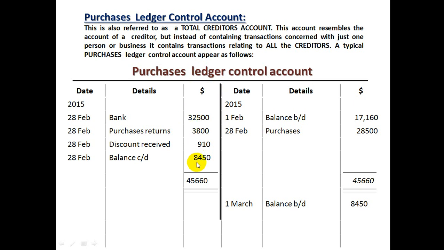In the end, the debits and credits will be differentiated. We'll subtract them and we'll write the balance carried down or brought down on the side which it belongs to. If we have both the balances, they'll be written in the usual manner.